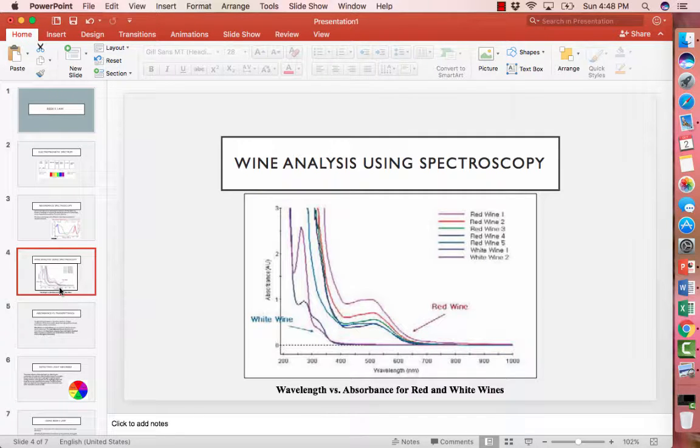Another use of spectroscopy is in wine analysis. Here you can see the wine analysis is the wavelength versus the absorption for red and white wines, and you can clearly see that they've labeled the white wines as a lower wavelength than the red wines, with a lower absorption, and the red as a higher absorption value, which makes sense because red wine is darker than white wine, therefore it would absorb more light.